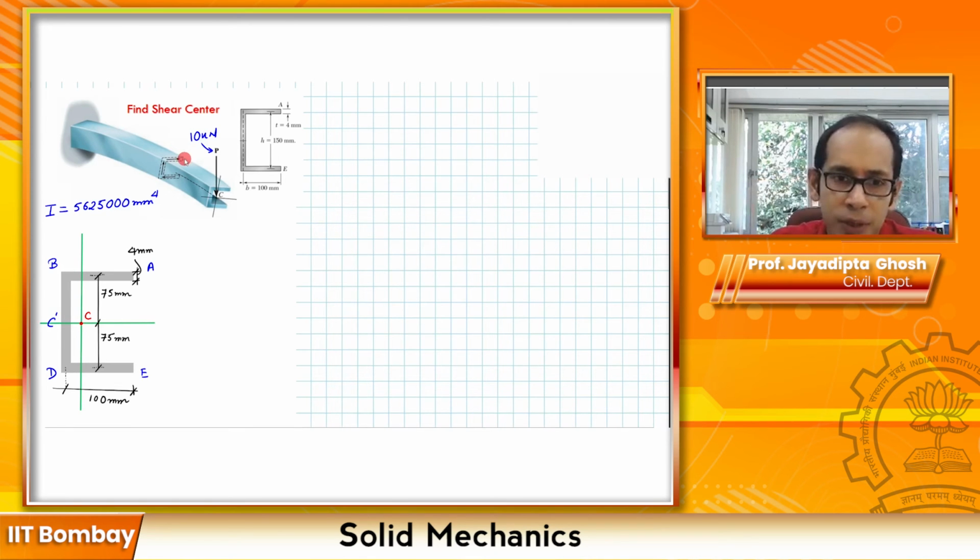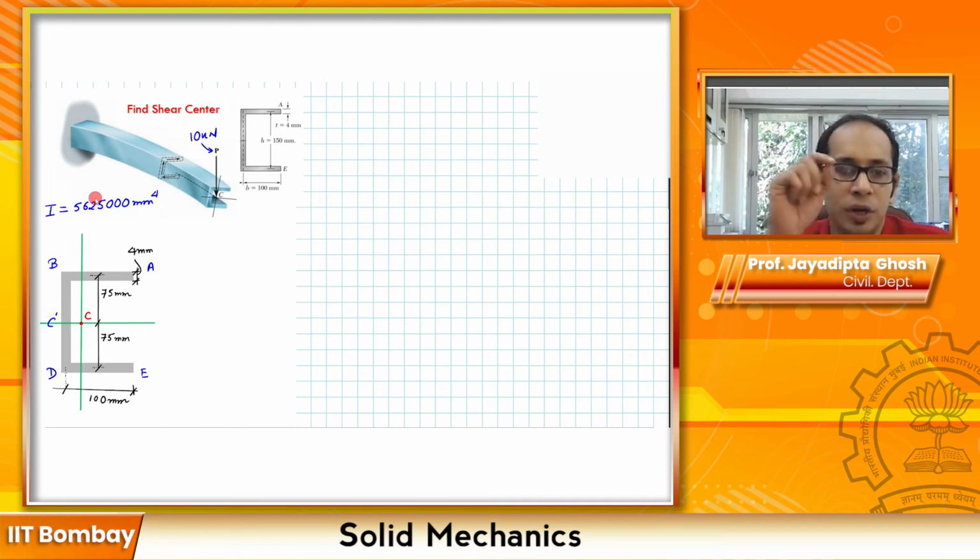Now some of the properties are given for this one. You are given the properties of the channel section, the height and the width and so on. This is an enlarged view of this section. It has a width of 100. This is the centroid where your load is acting, and the thickness is 4 mm, so it is a thin-walled section. From this you can easily calculate the area moment of inertia, which I have not calculated separately, but it is given for this problem, so you can utilize it.